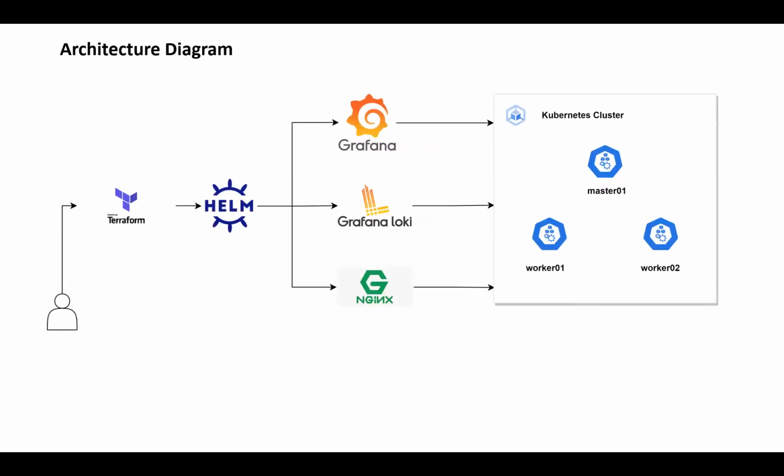So let us see the architecture diagram. Here we are using Terraform to deploy Helm charts of Grafana, Grafana Loki, and Nginx web server. We are deploying it on a Kubernetes cluster, which is a multi-node cluster with one master and two worker nodes.